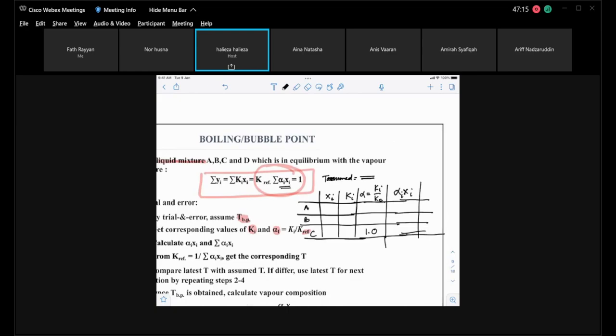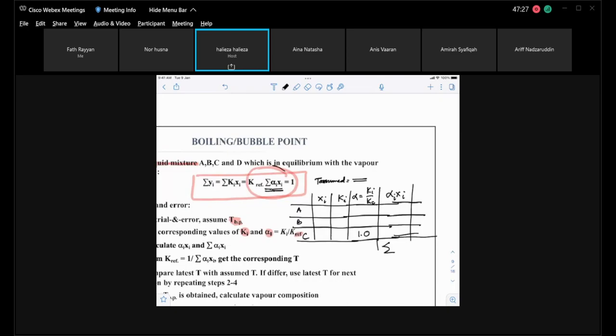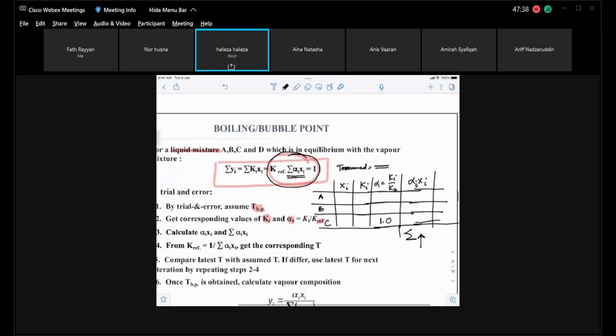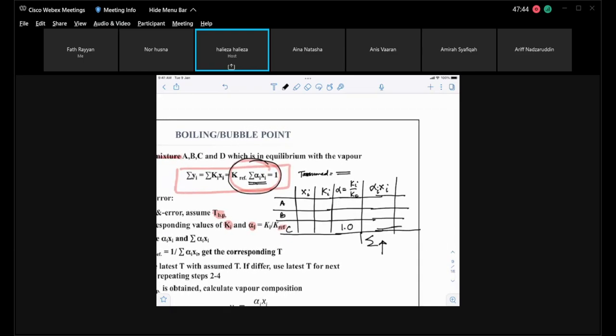And I should get the summation, because here you have the summation. Now I should get the calculated value. This whole thing should be calculated based on the summation that I got here. And from that calculated value of this equation, I should be able to get my corresponding temperature, because that value here is not equal to 1. Sorry guys, not equal to 1.